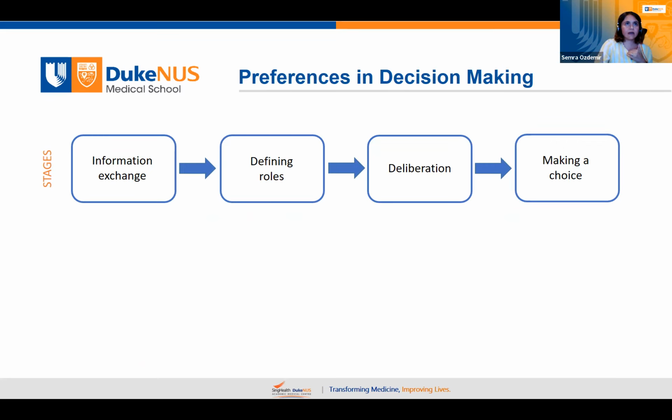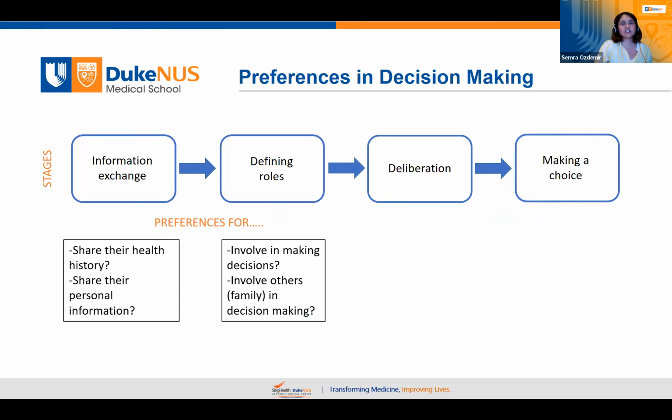Okay, now let's look again at the four different stages I talked about. What are the kinds of preferences we can talk about in these four different stages? From the information exchange, there are preferences for patients and or the family in how much they are willing to share, their health history, their personal information. This seems like, of course you should share, but that doesn't always happen, right? They need to feel that safe environment and trust in the clinical setting to be able to express themselves and tell the clinicians about themselves.